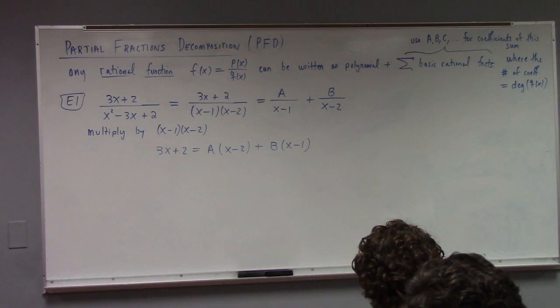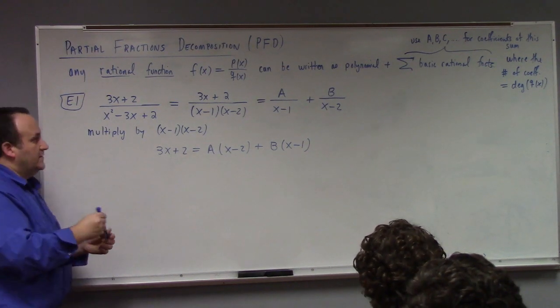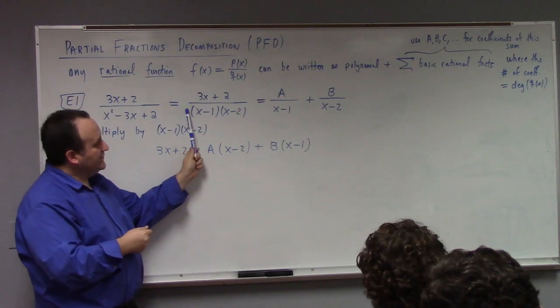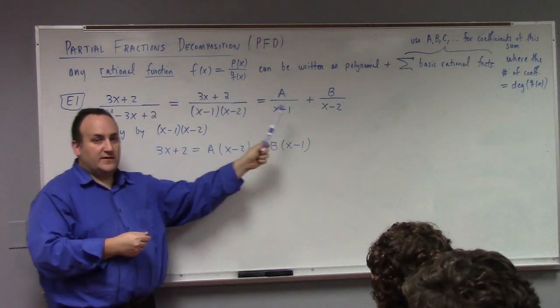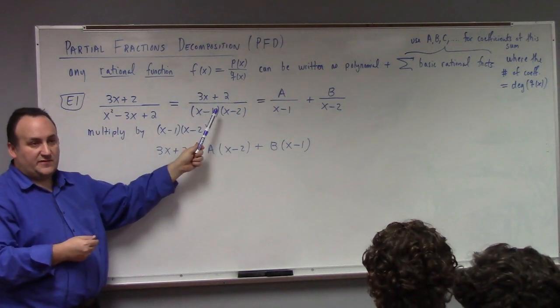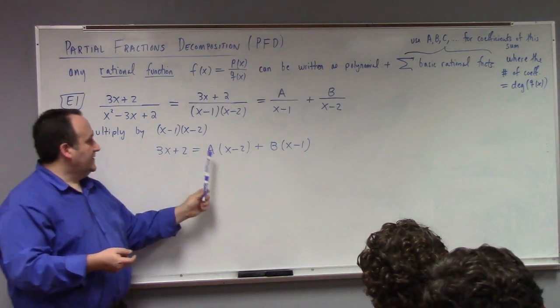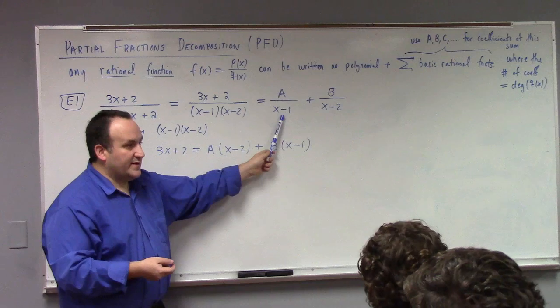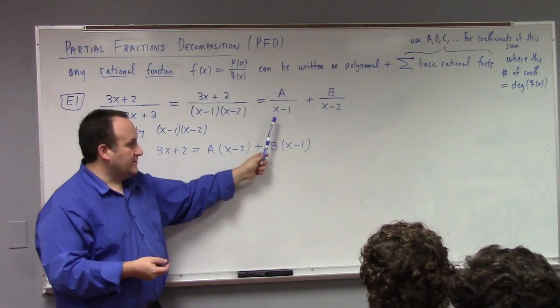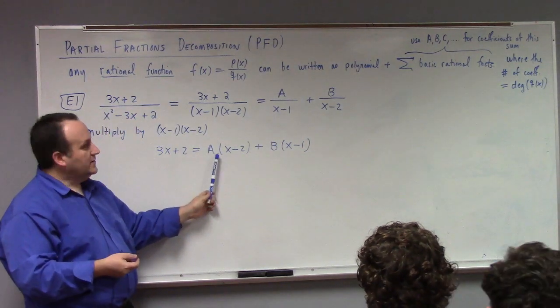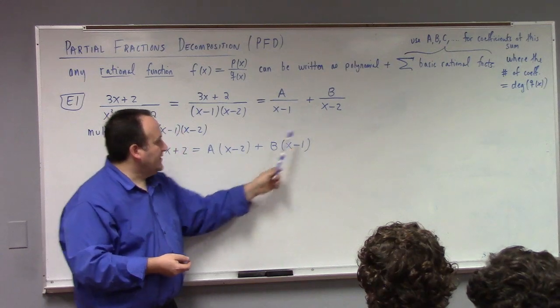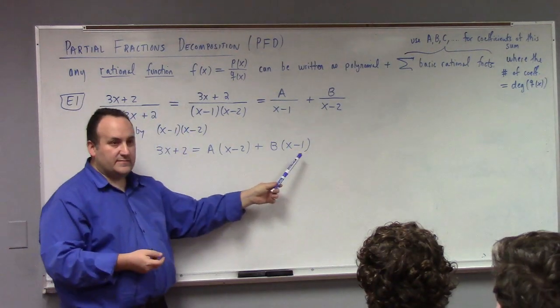Do you guys see that? Do I need to write it out? I'd rather not write it out if I can. All I'm doing is multiplying this equation by the denominator. On the left-hand side, the denominator just cancels. On the right-hand side, this denominator times A over x minus 1, the x minus 1's cancel and leave you x minus 2. Over here, the x minus 2's cancel and leave you x minus 1, right?